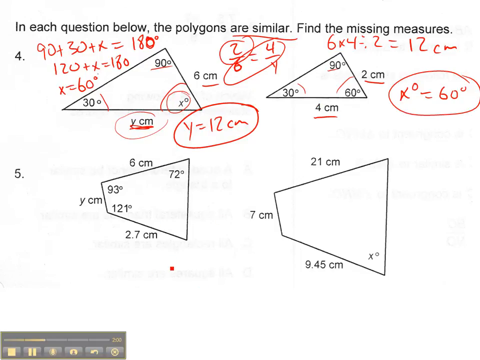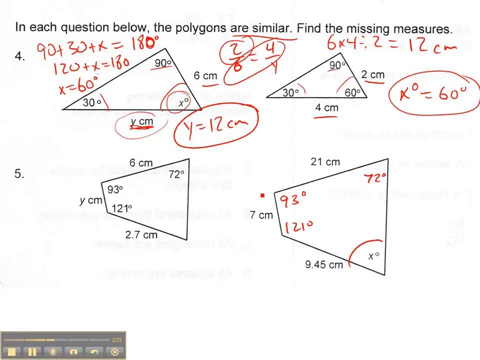Okay, problem 5. A little trickier. First of all, we can see that the shapes are oriented in the same direction, so we put these angles in here. We know that the quadrilaterals are similar, so corresponding angles are congruent. Now we just need to find out what is this angle x.